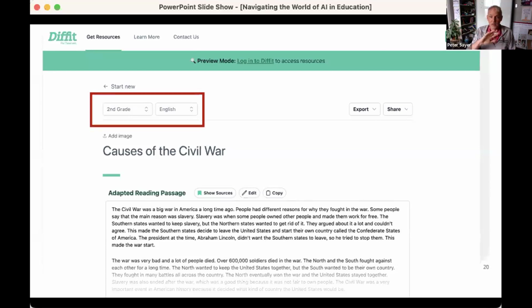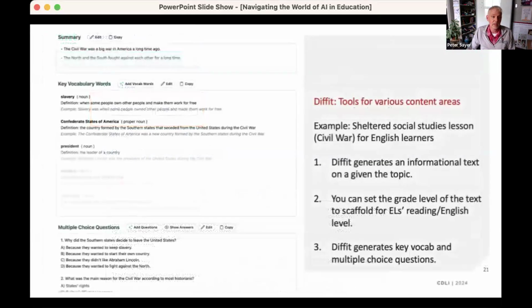It'll change the linguistic complexity and all that to make it understandable at that level. And you can even then flip it and ask it to translate that into Spanish so that the student can understand it in their native language. So again, this is an amazing tool. This would have taken hours and hours to generate the informational text on a given topic, to set the grade level, to scaffold for my English learners' level. And as you can see here, it will then generate key vocabulary and multiple choice questions.